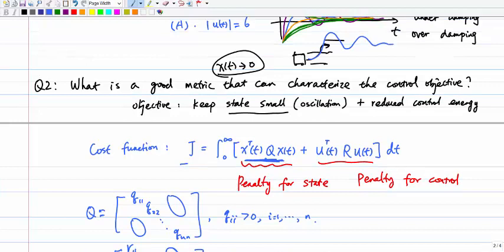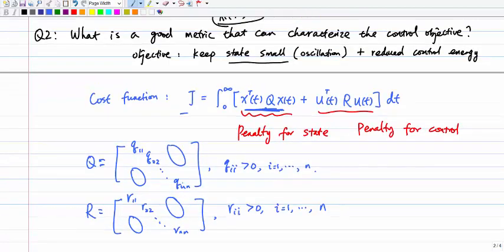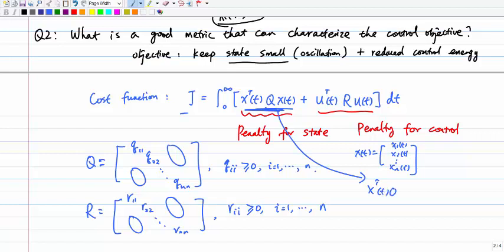And so what are this Q and R? The most popular choice is that Q is a diagonal matrix, and each entry is non-negative. It can be 0 if you don't care about that state, and I'll talk about the criteria to select this Q and R later. So typically you want Q to be a diagonal matrix and R to be also a diagonal matrix. So if I have x(t) equal to x1(t), x2(t), and so on up to xn(t), the first term here is x transpose(t) Q x(t).